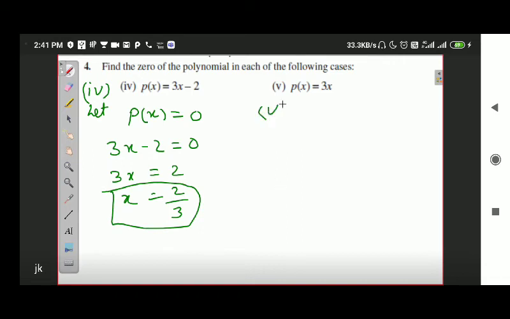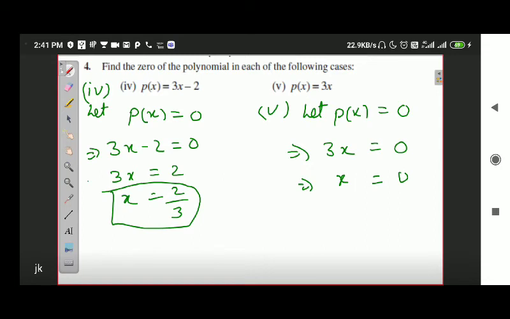Similarly, for the fifth part, again you will let p(x) equals 0. Here the value of p(x) was 3x. 3x should be equal to 0. That means x equals 0. Okay, so for the first part, the zero of the polynomial is 2 by 3. For the second part, the zero of the polynomial is 0.